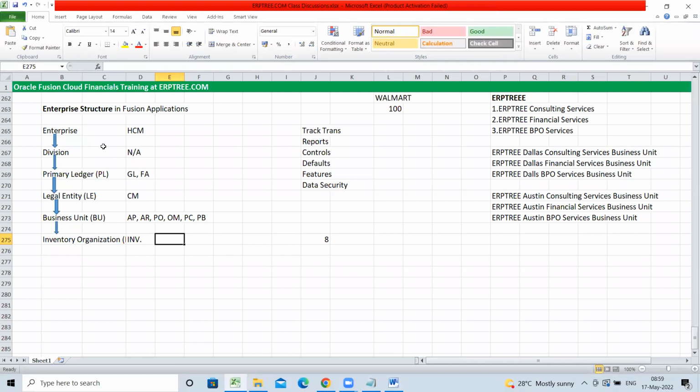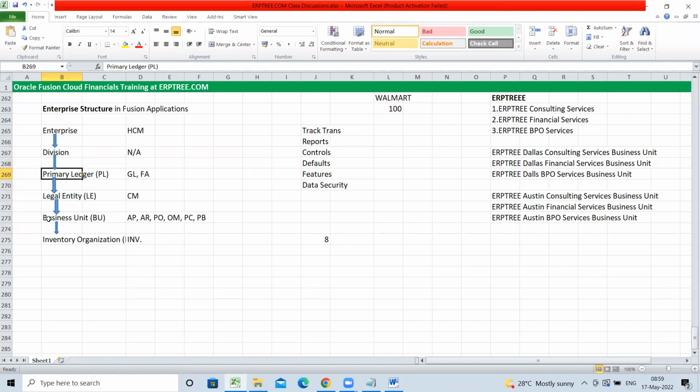So, as per enterprise structure, which application can be mapped at what level? This is what you should remember. As per enterprise structure level, the HCM application stands at enterprise level. At division level, no applications can be mapped, because no applications record transactions there. At the primary ledger level, GL and FA applications are mapped, and at legal entity level, cash management applications are mapped. At business unit level, AP, PO, OM, project costing and project billing are mapped. At inventory organization level, INV is mapped.